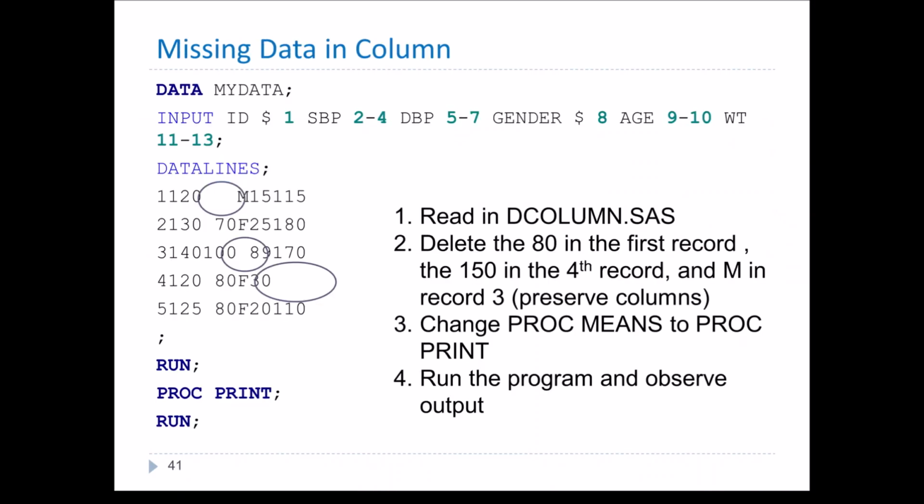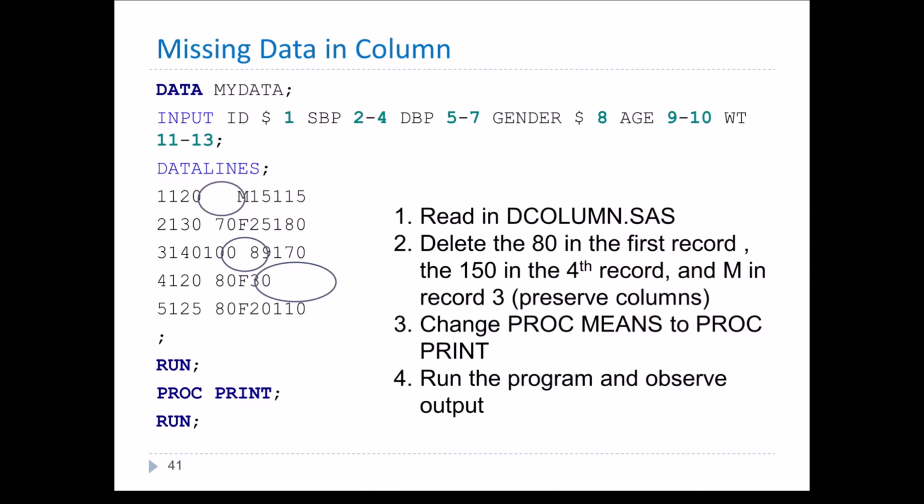Now let's take a look at missing data in the column kind of format. Here we have a data set that we're creating called My Data, and we've created 3 blank areas in this. If you open up the file called dcolumn.sas, what I did is I deleted the 80 from the first record, the 150 from the fourth record, and M from the third record, although I preserved columns, and I didn't move around any of the columns of the data.